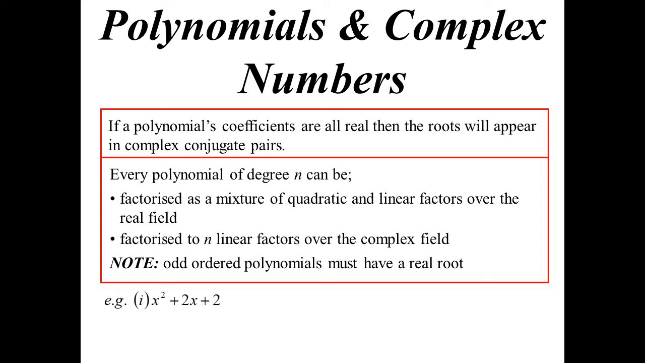Start with a very basic one. Here's a quadratic: x squared plus 2x plus 2, which now we could do by completing the square. So (x plus 1) squared plus 1, and there it is factorised: (x plus 1 plus i)(x plus 1 minus i).